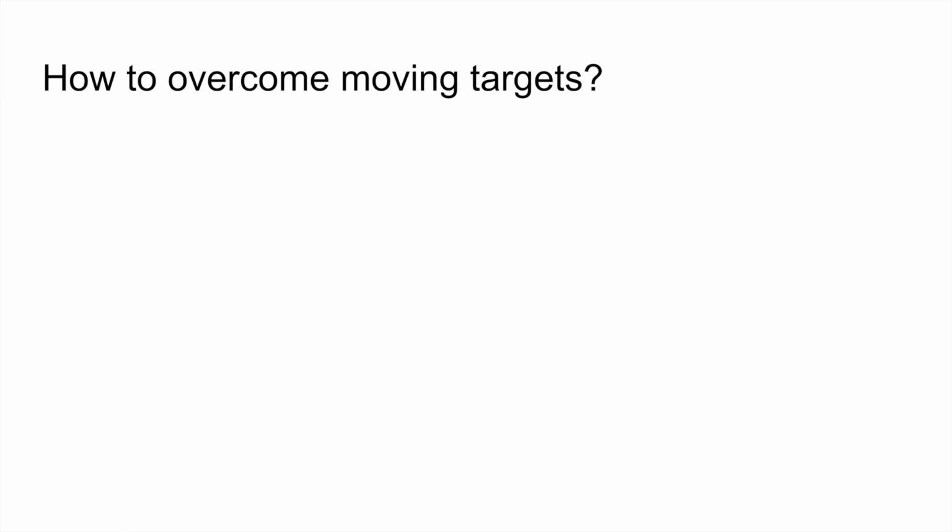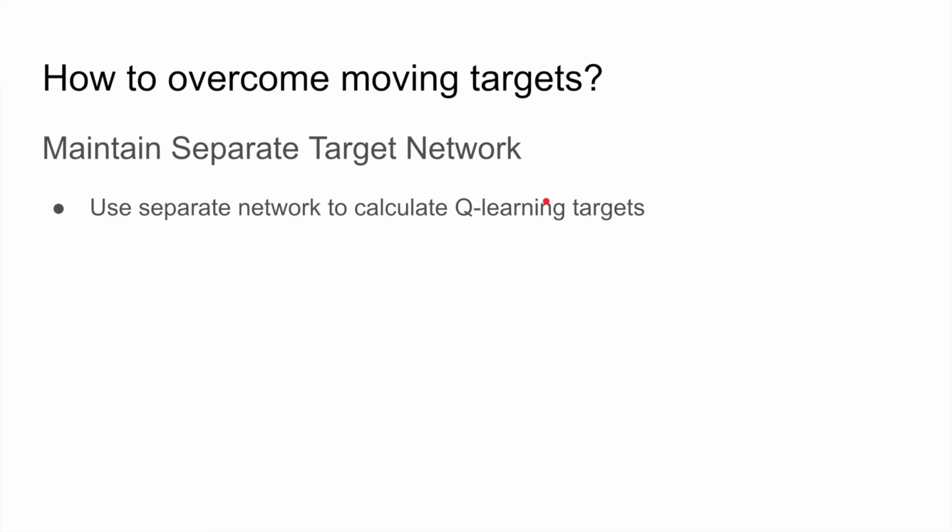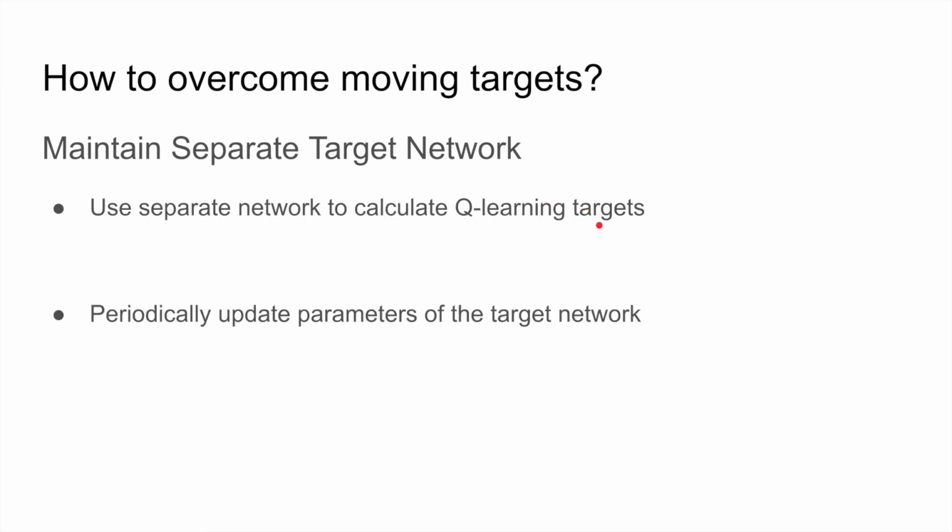So now, how do we overcome the second problem? Recall, our second problem was the fact that our targets were changing with each iteration. So how do we overcome this problem of moving targets? Well, the solution is pretty simple. You now maintain two networks, and you compute the targets using a separate target network. And you periodically update the parameters of the target network using your main network from which you're calculating the Q values.